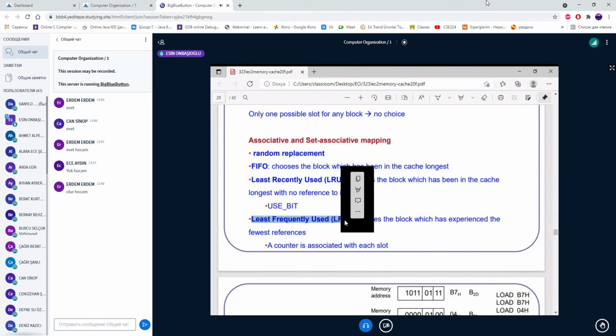Least recently used means if I have used a block recently, I assume that I will use it later in the later computations. But if I haven't used the block for a long time, I will assume that I will not use it in the future. So this takes the time into consideration, but least frequently used checks how many times I'm accessing a block. If I access a block very frequently, then I assume that in the future I will access that block again. But if I don't access a block very frequently, then I will assume that I can replace it.